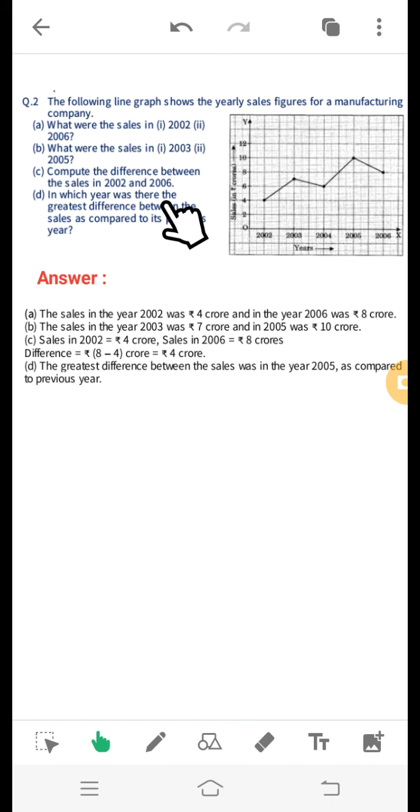In which year was there the greatest difference between the sales as compared to its previous year? The greatest difference between the sales as compared to the previous year was in 2005. That is the greatest difference.